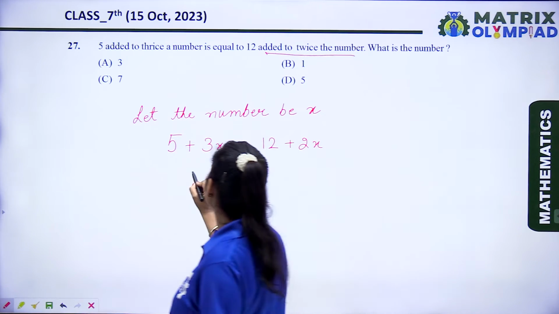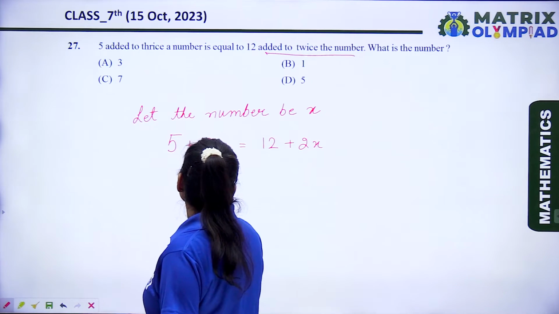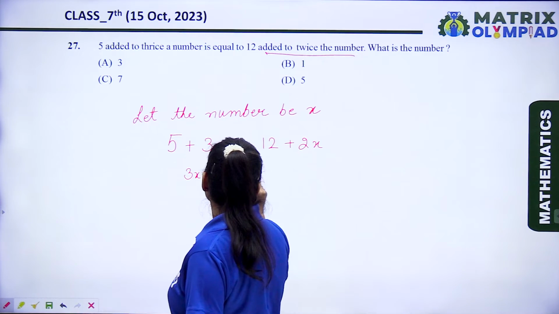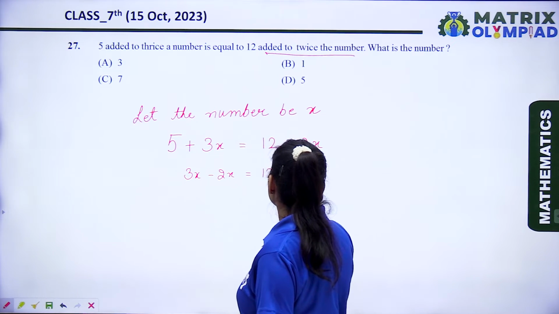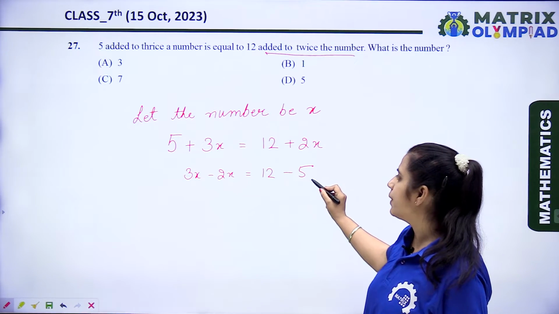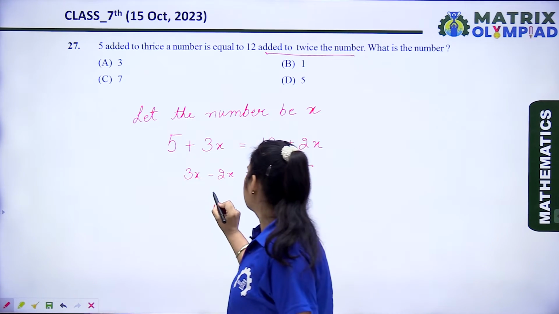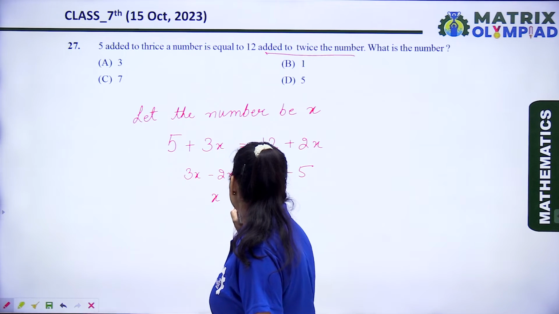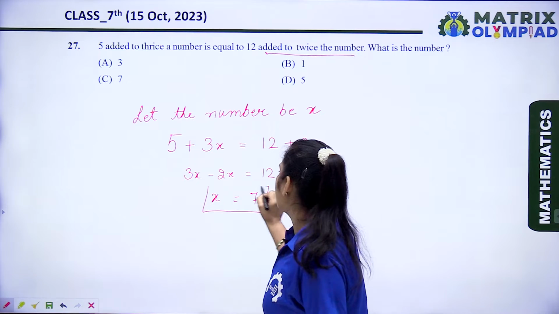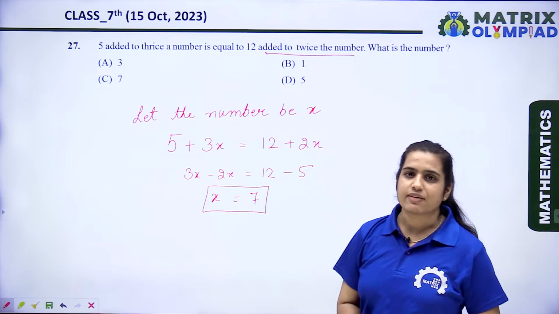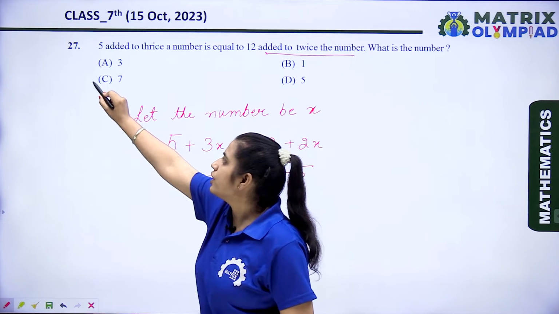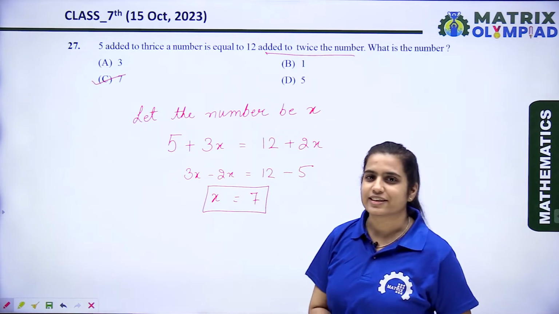Now let's solve it. Variable terms on one side and constant terms on the other side. After transposition, we get 3x minus 2x equal to 12 minus 5. So here 3x minus 2x is x, and 12 minus 5 is 7. So the value of x is equal to 7. Now here we have to find out the number. The number is 7. So option C is the correct answer.